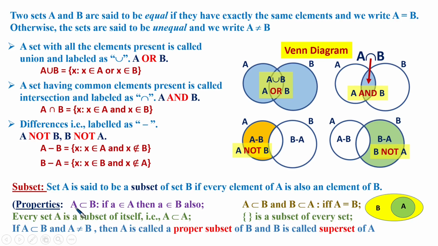So here are some properties. A is a subset of B if, whenever an element A belongs to A, then this A belongs to B also. And if A is a subset of B and B is a subset of A, that will happen if and only if A equals B. We also point out that every set A is a subset of itself, that is, A is a subset of A. And as we have shown earlier, the empty set is a subset of every set. Now if A is a subset of B and A is not equal to B, then A is called a proper subset of B and B is called the superset of A.